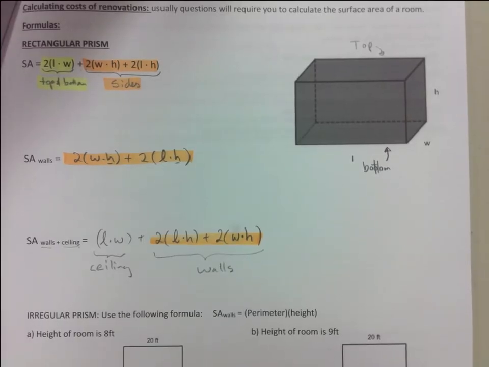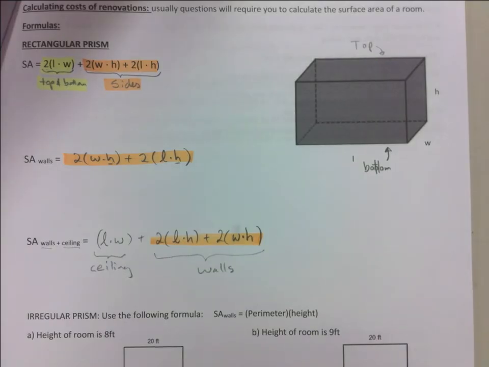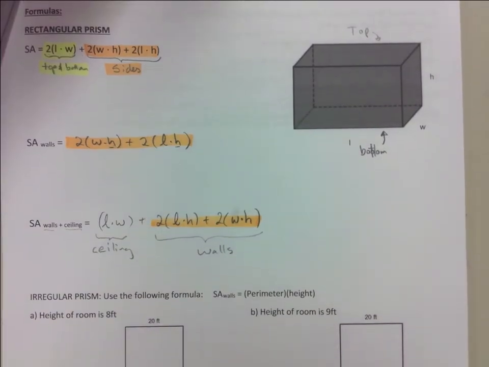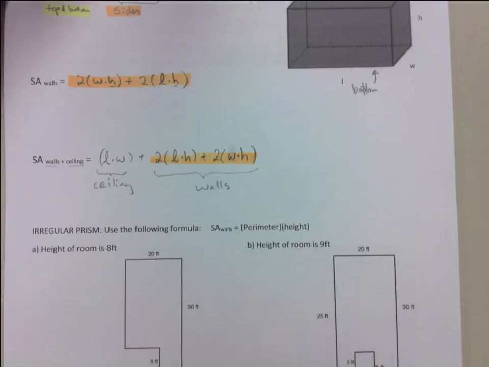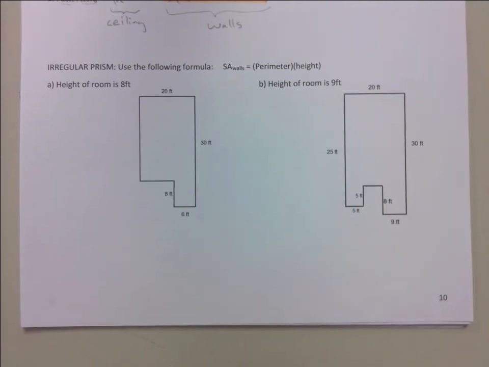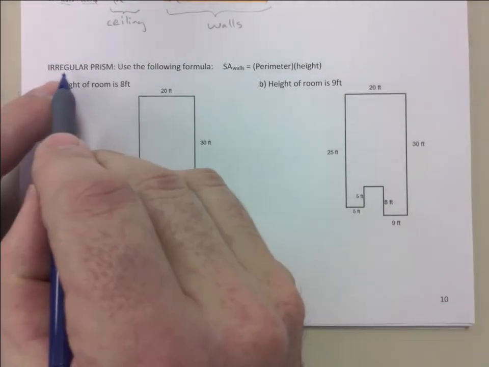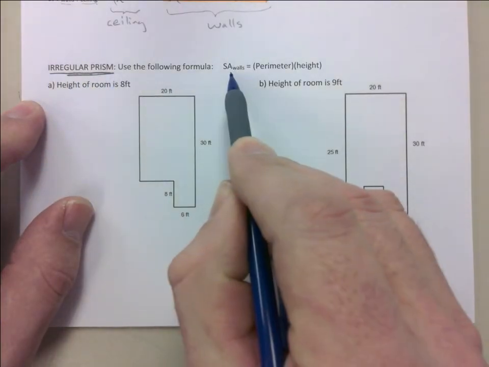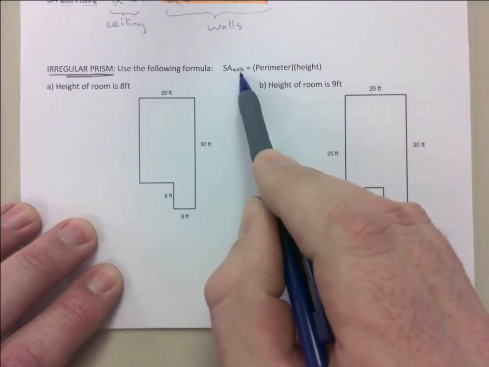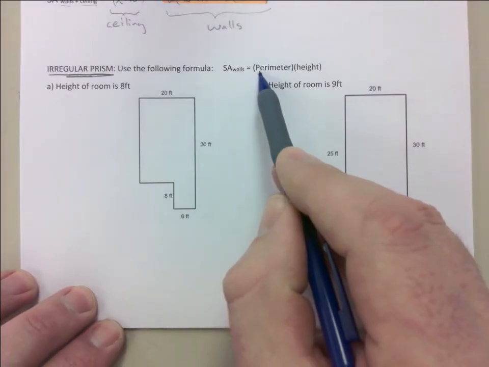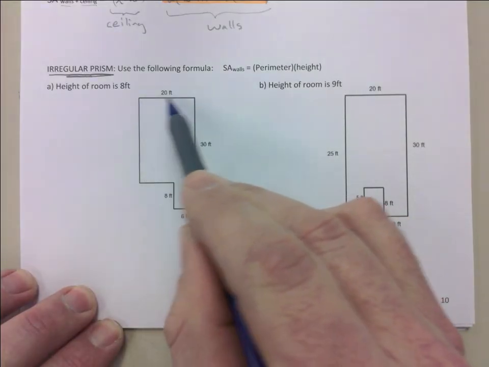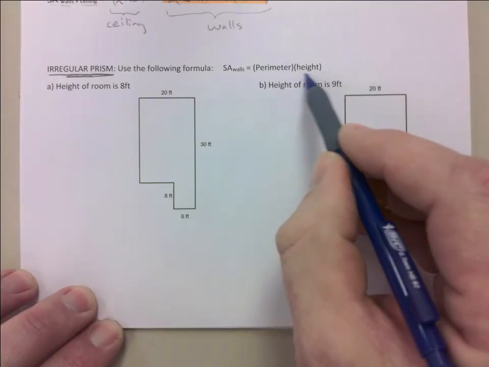Let's keep going. So this is if you have a rectangular room, but sometimes you have what I call an irregular room. Quite often there are rooms that aren't perfectly rectangular. So when it comes to irregular prisms, I want you to use this concept right here. To figure out the surface area of the walls, so this is just the walls, you figure out the perimeter of this room, so you will add up the distance around this, and then multiply it by the height.